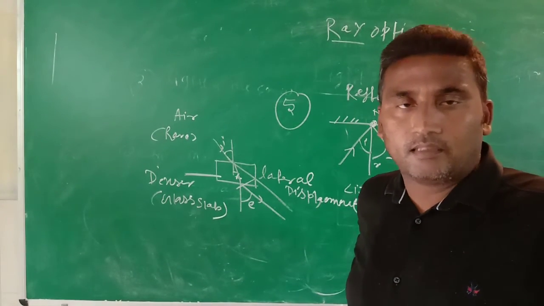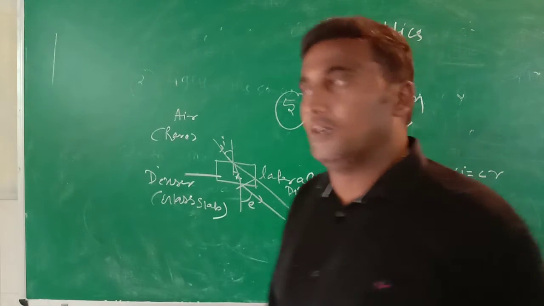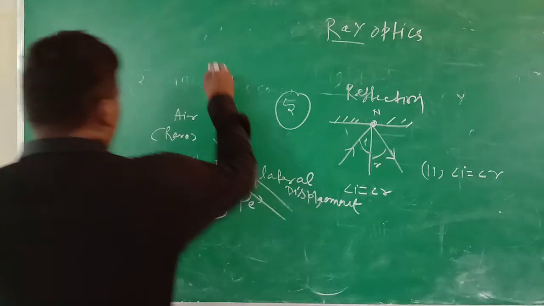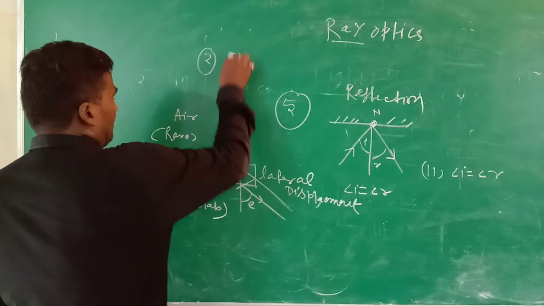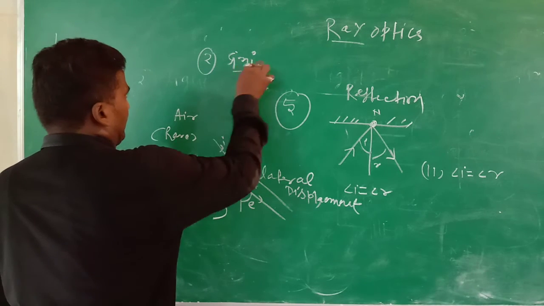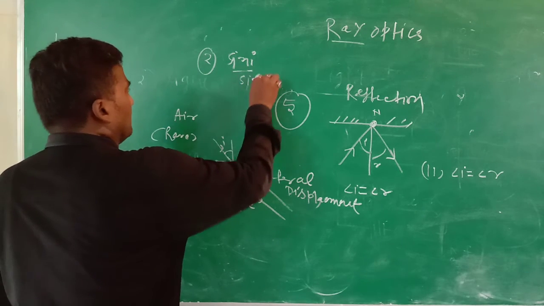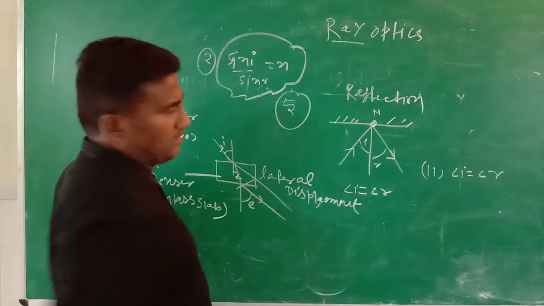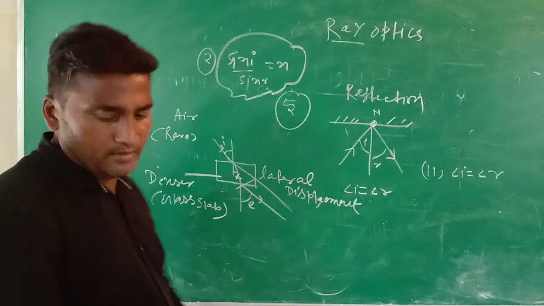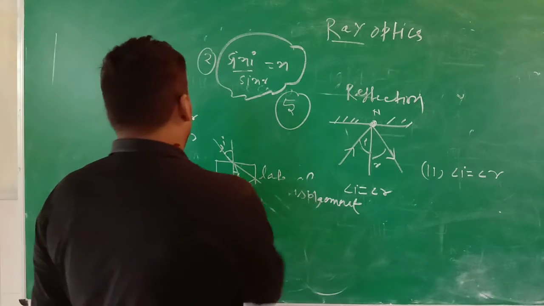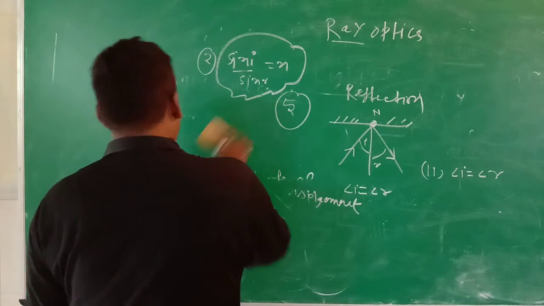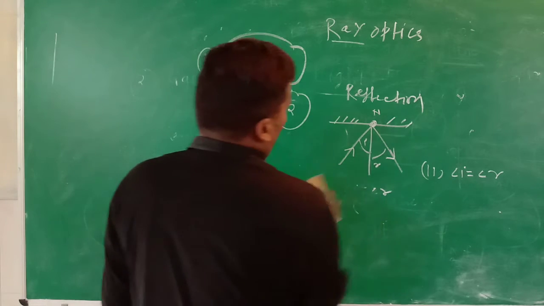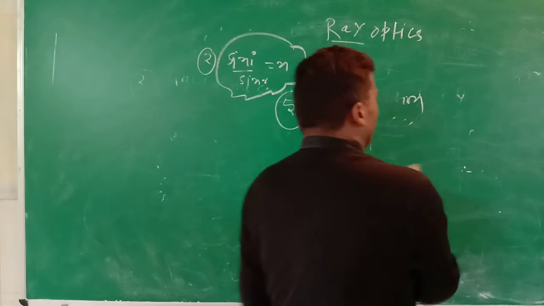The second law shows that the ratio of the sine of the incident angle, sin i, to the sine of the refracted angle, sin r, remains constant. It is also known as the refractive index. And what is the refractive index? It is generally the ratio of the speed of light between two media.